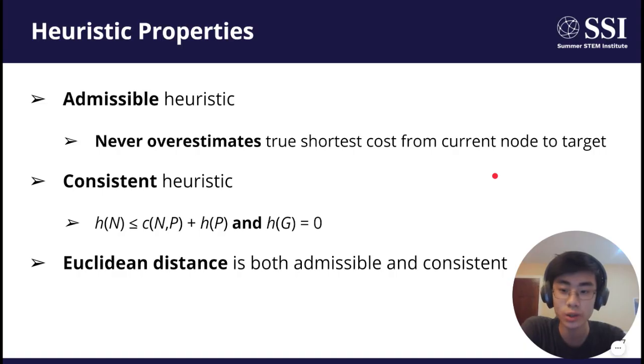A heuristic is considered to be admissible if it never overestimates the true shortest cost from the current node to the target node, and a heuristic is called consistent if these two statements are true, where n is any node in the graph, P is a successor node of n, c(n,p) represents the cost from n to p, and G is a target node. In the context of A-star, this means that the cost by which a node is reached is the lowest possible once that node is expanded. As an example, Euclidean distance is both an admissible and a consistent heuristic.